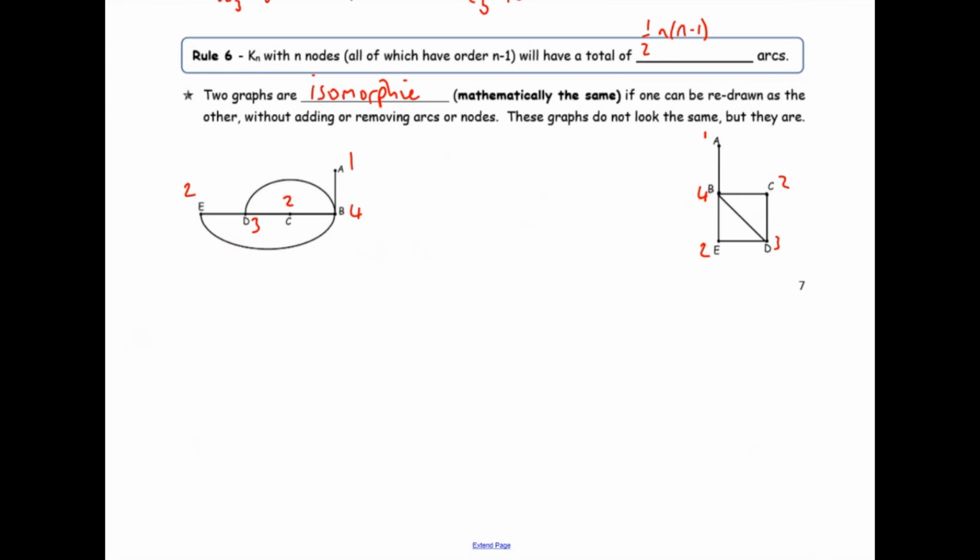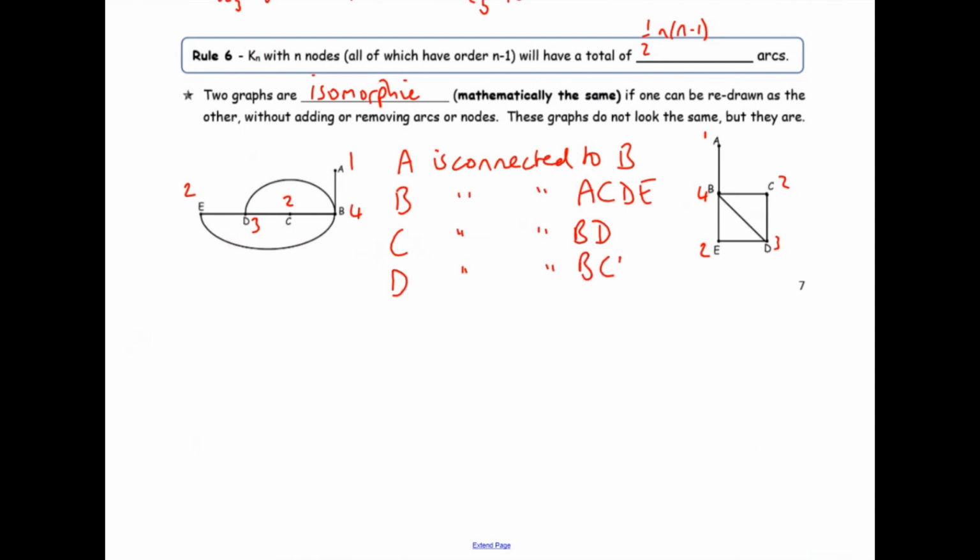Also, if you look at what's connected to what, A is connected just to B, directly connected. B is connected in both of them to A, C, D, and E. Works for both. Let's check C. C is connected to B and D, which works in the right-hand one as well. D is connected to B, C, and E, which it is again in the second one. And finally, E is connected to D and B, which again it is in the second one. So these 2 are exactly the same mathematically. They're isomorphic.